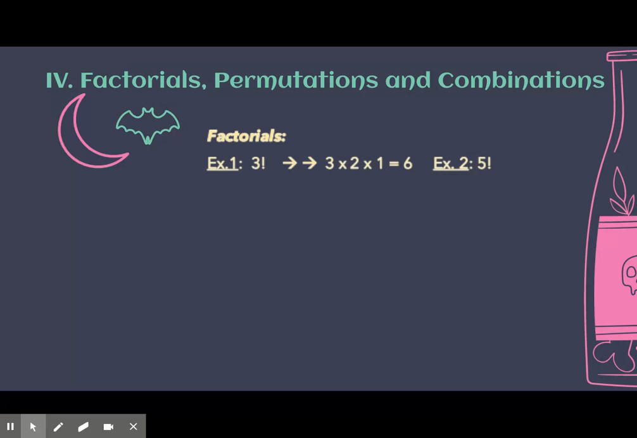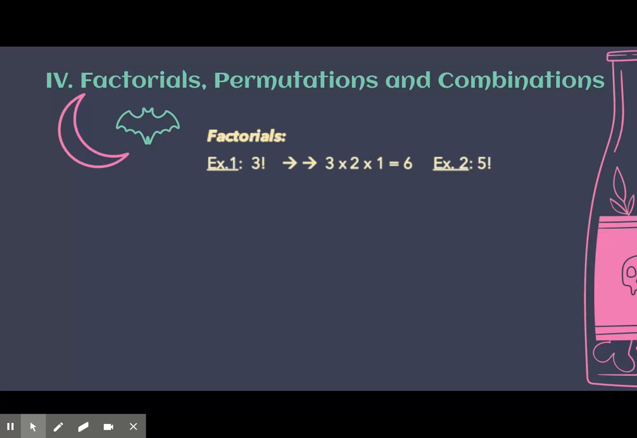So any number followed by an exclamation point is that number times 1 less than that, times 1 less than that, until it gets all the way down to 1. So example 1 is 3 factorial, which is 3 times 2 times 1 equals 6. Example 2 would be 5 times 4 times 3 times 2 times 1, which would be 120.